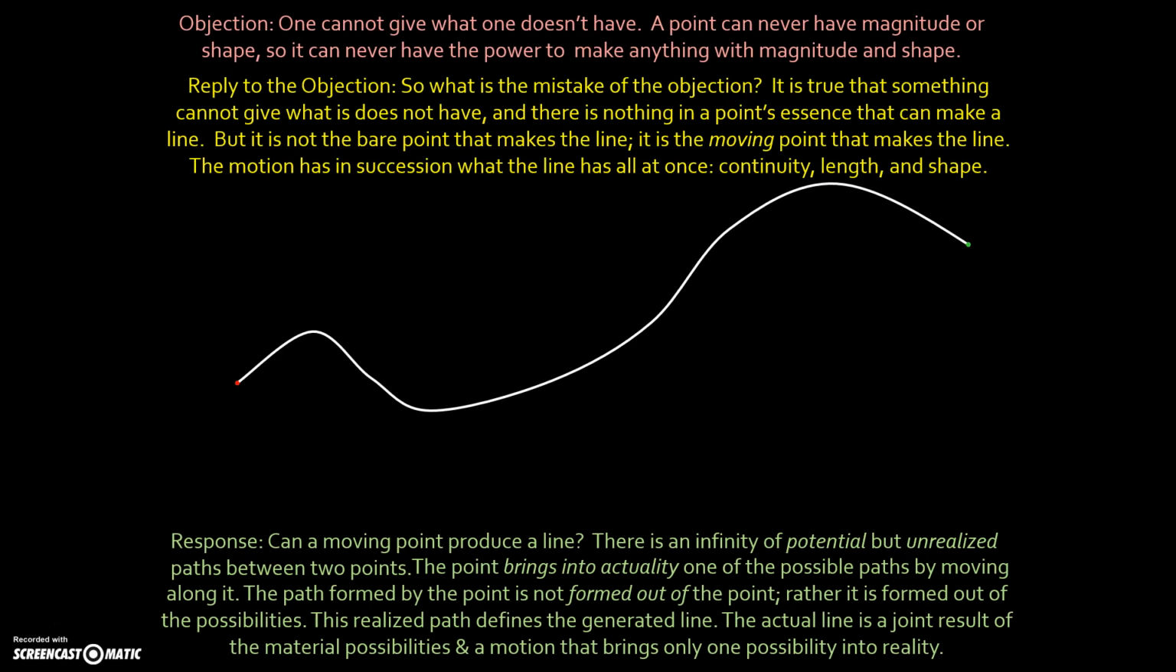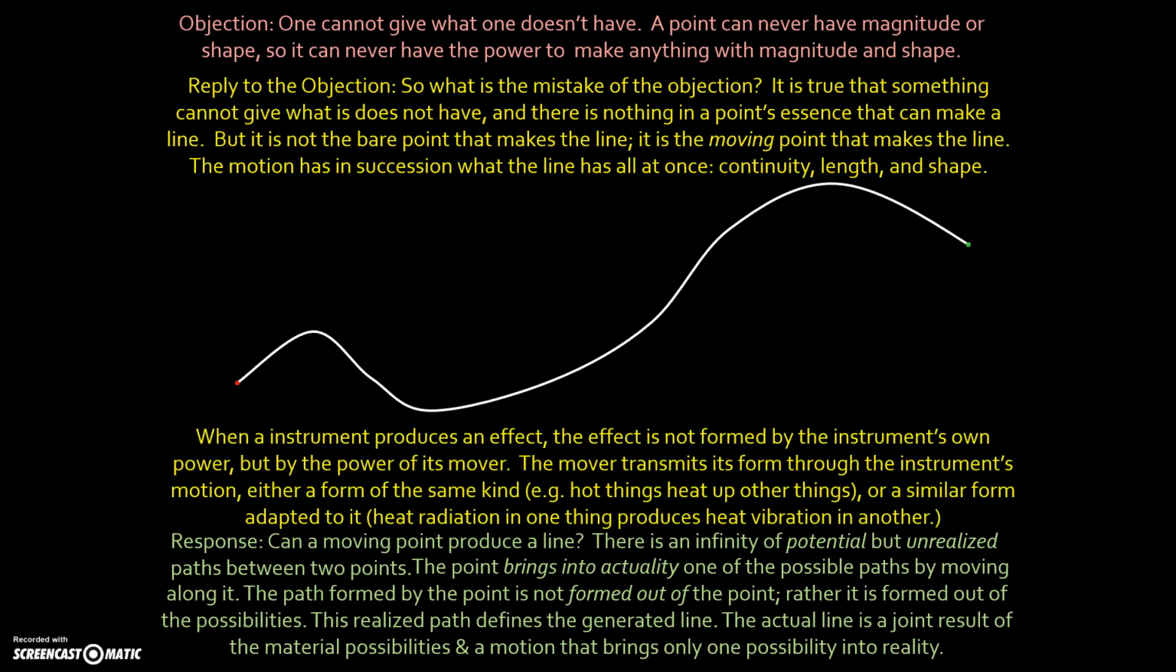The motion does have a succession of what the line needs, namely continuity, length, and shape. The motion has continuity, length, and shape not all at once, but as I said, in succession, while the line has these all at once. What exists in the motion in succession exists in the path in persistence.